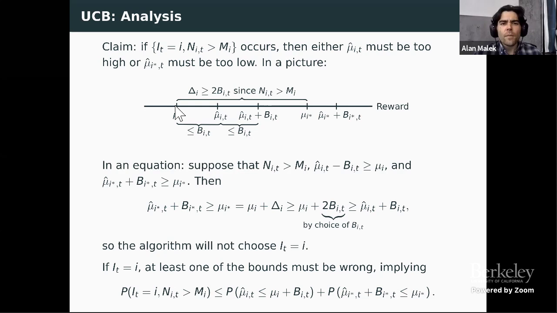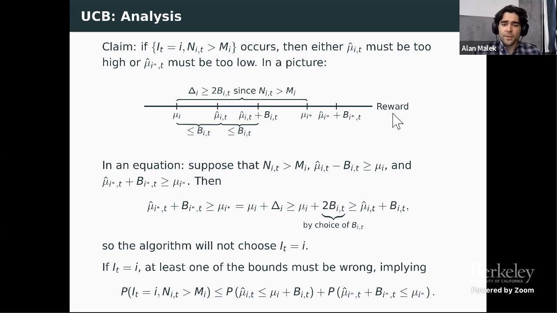Well, how far can mu hat plus b_i be from mu? It could be one size of b_i from just having the mean be a noisy estimate, and then we add another b on it. But still, once we've added both of these in the most pessimistic way possible, we see that we really still can't get it so that mu hat_i plus b_i(t) is bigger than the upper confidence bound of the best arm. So if that actually happens, if we actually pick arm i, that means that one or both of these confidence intervals must be false.